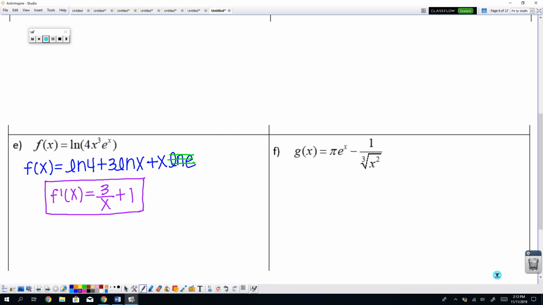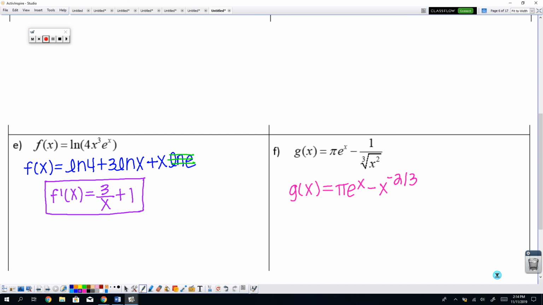Okay? Now the last one. So the last one you guys get real scared because you have a pi there. But everything is going to be okay. So g of x equals pi e to the x minus x to the negative 2/3. Now remember, pi is just like any other number, so everything is fine. Pi is like any other number.